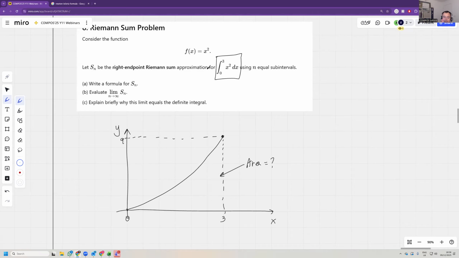Now, let's split this thing vertically into 3 columns. And as the height of the column, I'm going to take the right endpoint. So this, I'm going to take this point. So this is 1, this is 2.